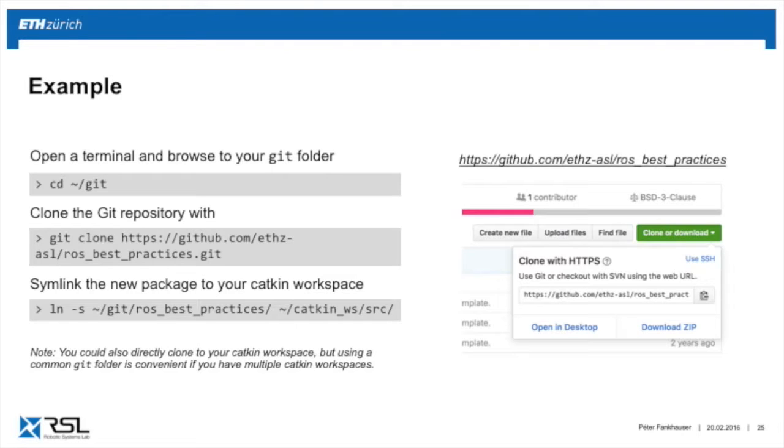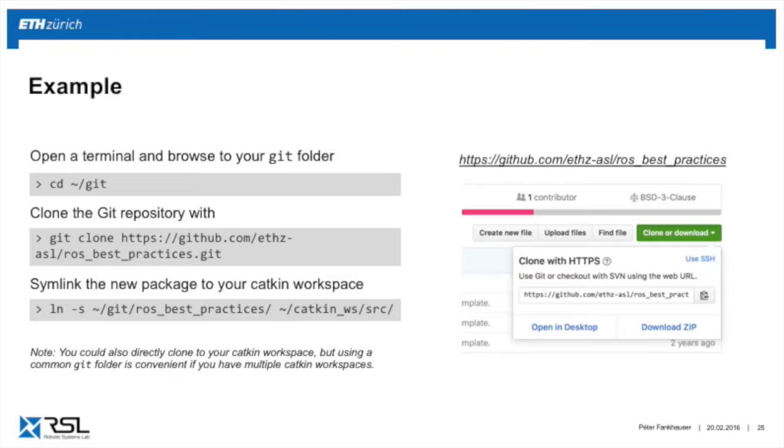Now you've seen that we put this into the Git folder. It's nice if you have multiple workspaces in the future that you have one main folder where you store all this when you clone all the software. So that's why we put it into Git. And then what we're going to do now to work with it, you'll have to symlink it into your Catkin workspace. You could also directly clone it to your Catkin workspace, but we recommend you to put it first in your Git and then symlink it in your Catkin workspace.